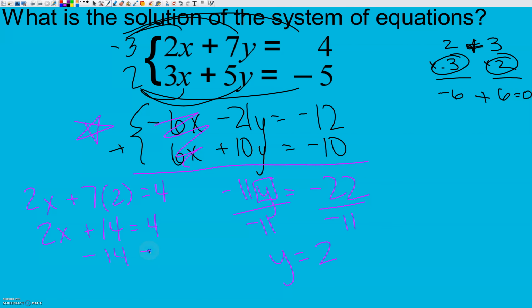Multiply first to simplify both sides. Add or subtract, then multiply or divide.